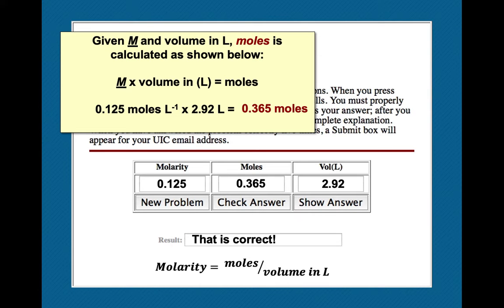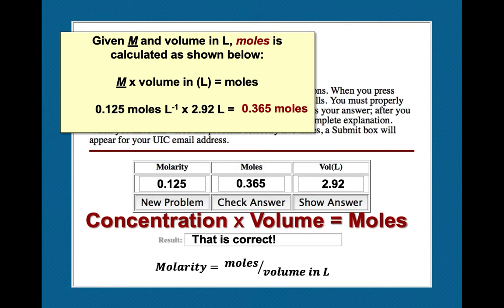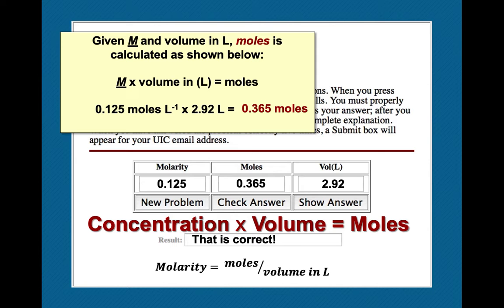Here's another thing you can remember. You know how you always remember mass over molar mass. Here's another one. What we did here was we took a concentration, multiplied it by the volume in liters, and we got moles. That's worth remembering. Concentration times volume is moles. Mass over molar mass is moles. Useful things to know.